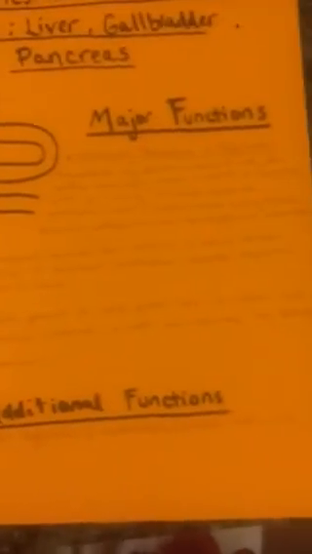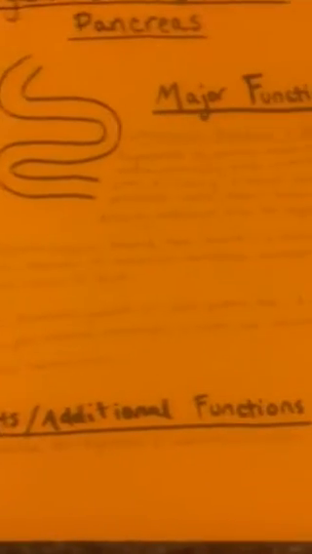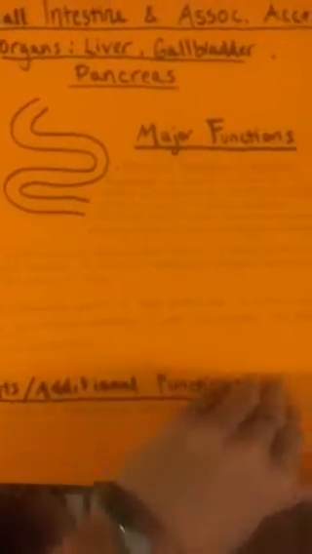Comments and additional functions, of which there are plenty which can be said about the small intestine and these various organs, is that they are highly modified for digestion and absorption: circular folds, villi, and microvilli. So these are highly specialized tissues.